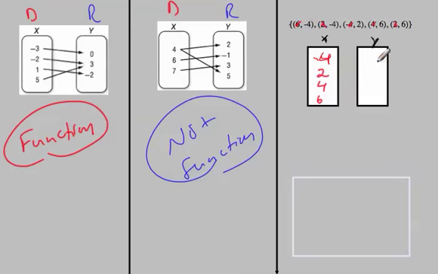Now this is my outputs, my range values. My lowest value is -4. There's 2 instances, but I only need to list it once. My next value is 2. There we go. And my next highest value is 6.